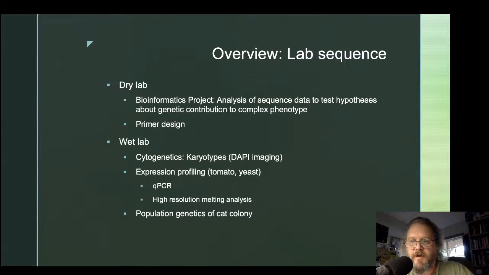karyotypes. And so what we're going to do is I'll develop or publish this protocol for basically cell smashing and getting chromosomes so that we can see them under the fluorescent microscope. So that's the DAPI imaging. And this may take us a while to do.